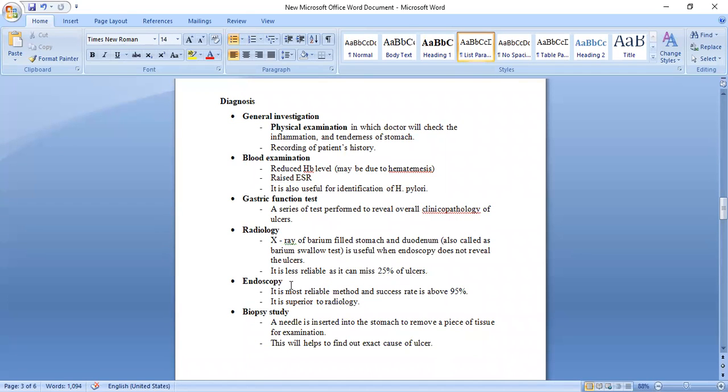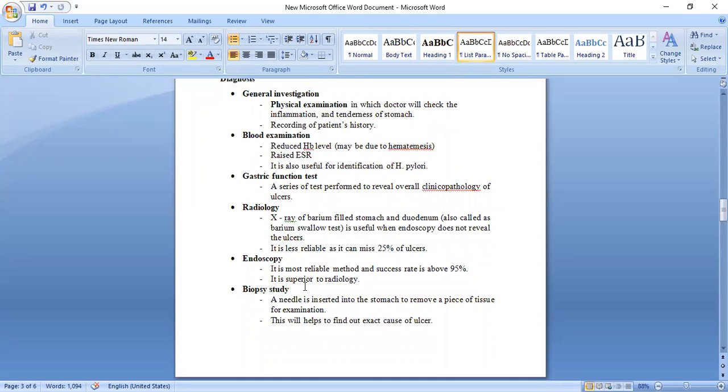But what about endoscopy? It is a good, reliable method. Endoscopy means we insert a camera into the GI tract, and it takes photographs. So we can understand very nicely where the ulceration regions are. It is 95% effective, superior to the barium X-ray. A little camera inside the tube takes photographs of the ulceration, so this is the good one, 95% working.